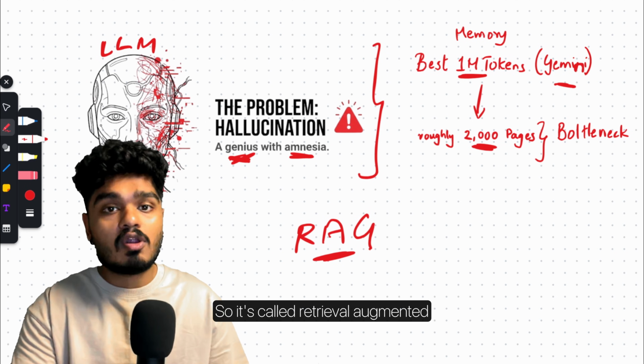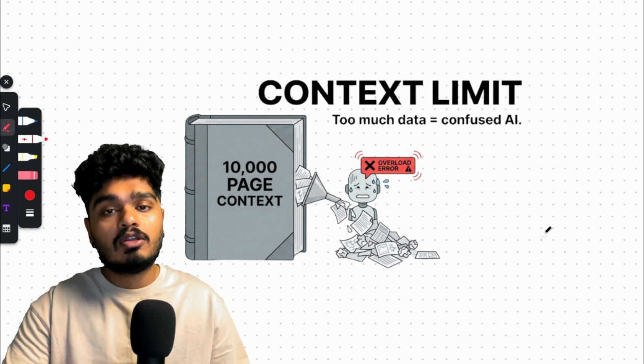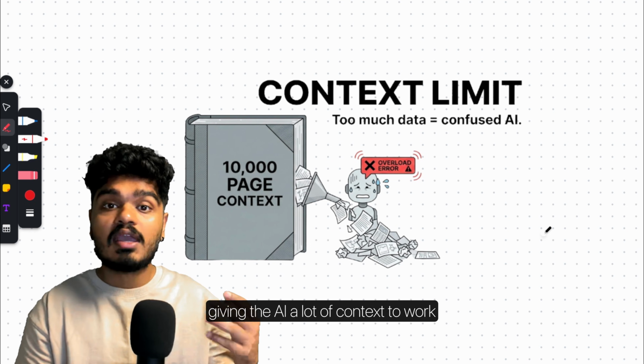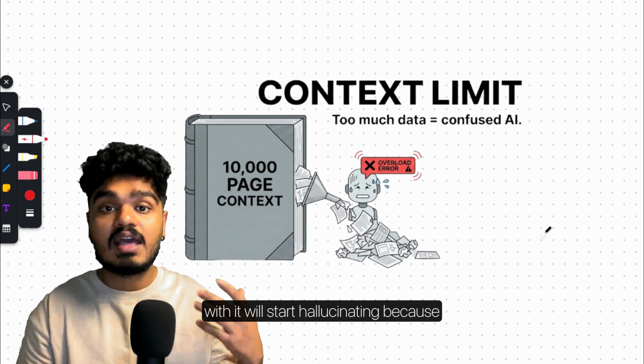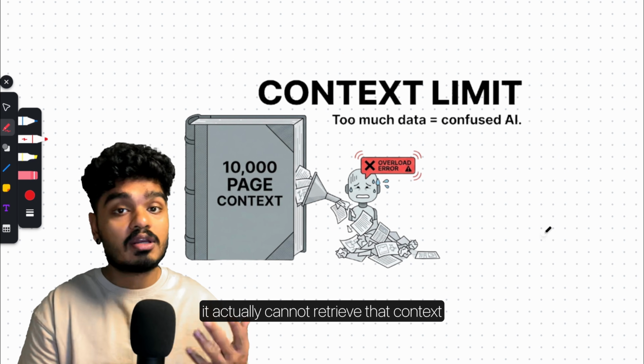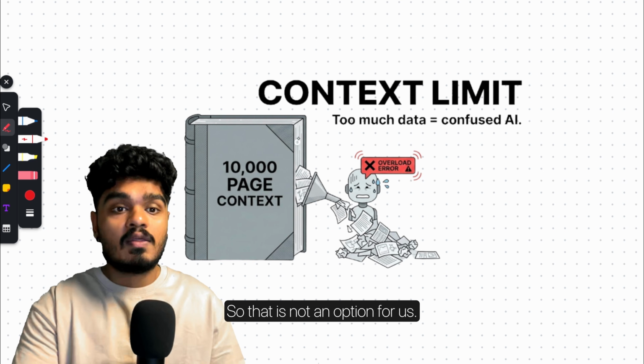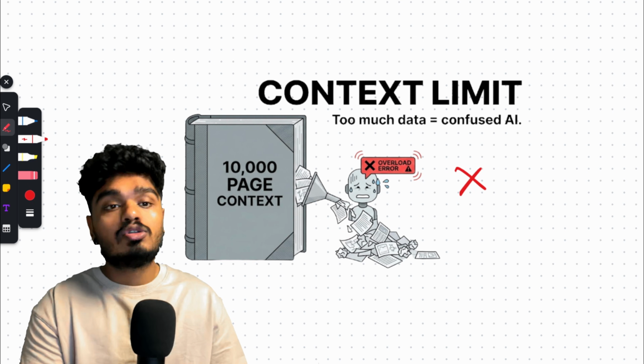So it's called Retrieval Augmented Generation, and I'll tell you what it is right now. Technically, when the context limit is hit, or when you're giving the AI a lot of context to work with, it'll start hallucinating because it actually cannot retrieve that context and it'll start making up answers for you. So that is not an option for us. So what do we do?